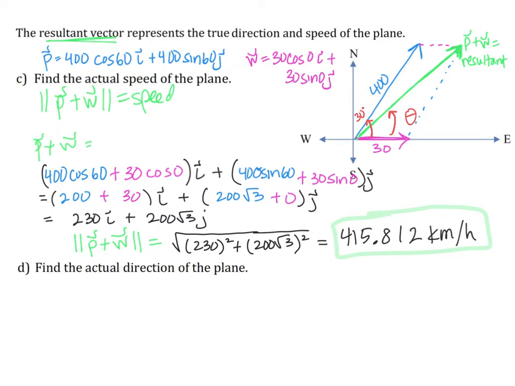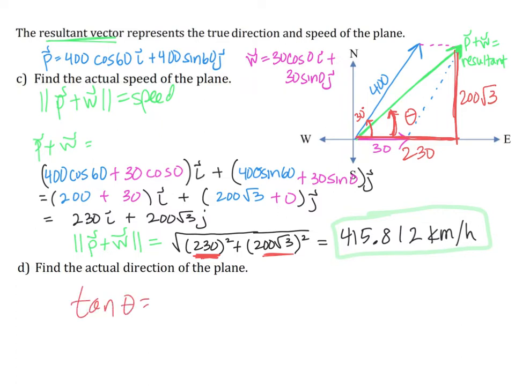So we need to find that. But we can use what we just discovered here above to make it a lot simpler for ourselves. Remember, this is the horizontal component, so we're going to go right 230 kilometers, then we're going to go up 200 root 3. And so what can we do to find this angle right here? Well, hopefully you're saying to yourself, I can use tangent.